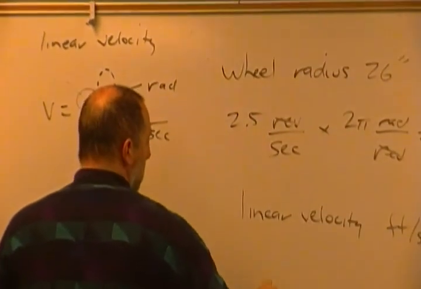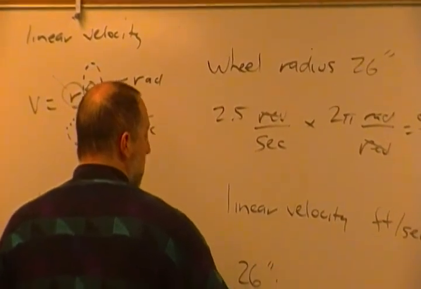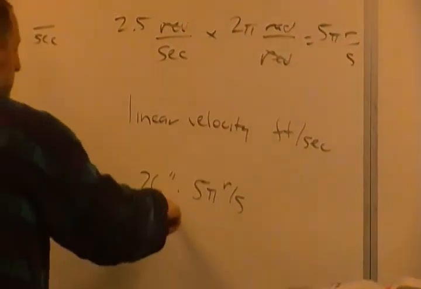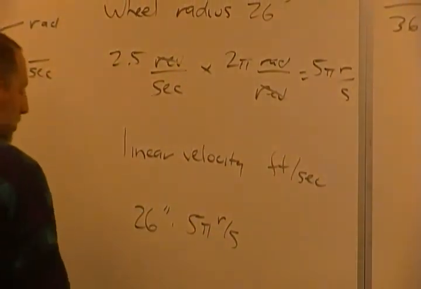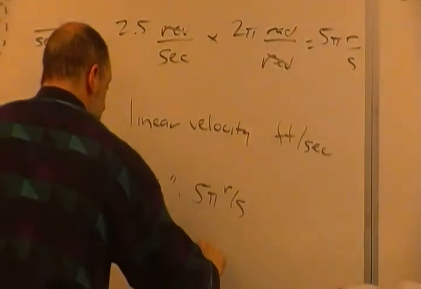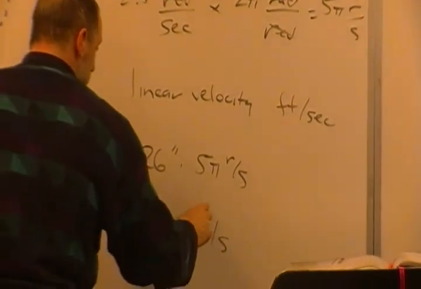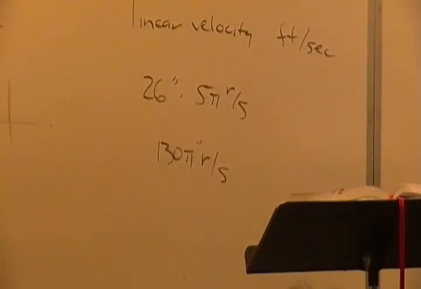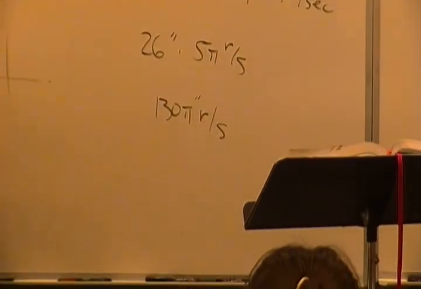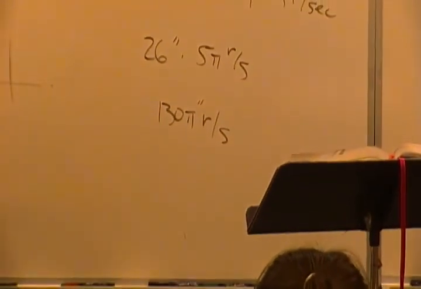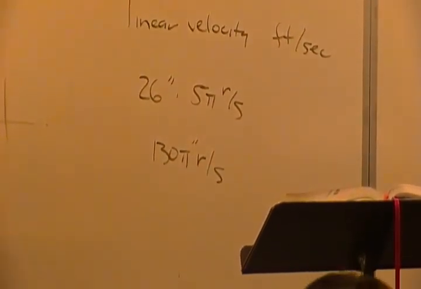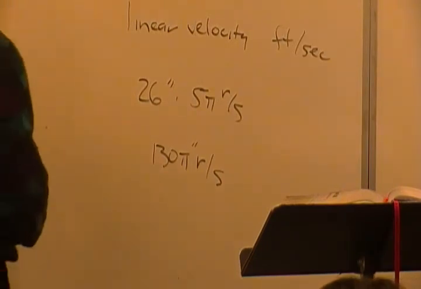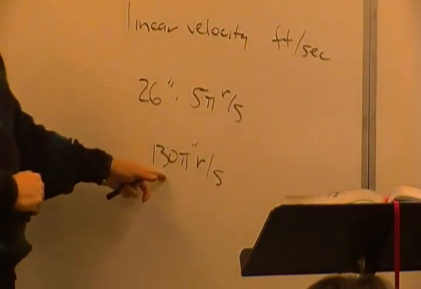I'll come down here, I'll say 26 inches times 5 pi radians per second. So that's going to be 130 pi inch radians per second. Now, unfortunately, divide by 12. Now, I don't have my calculator because somebody is borrowing it. What is 130 times 3.14? Can't you take the 12 out before you take the pi in? Sure, but he has the calculator, so it's easy to do it.